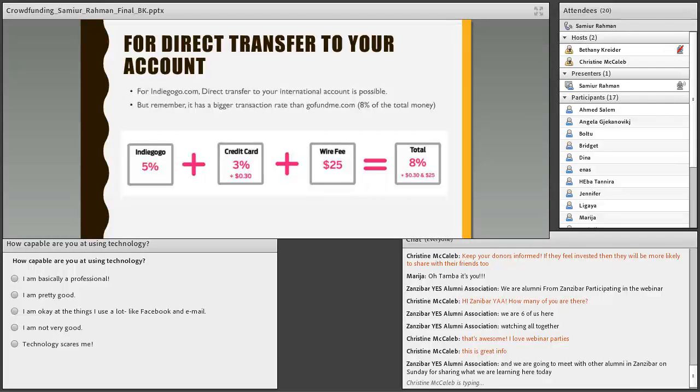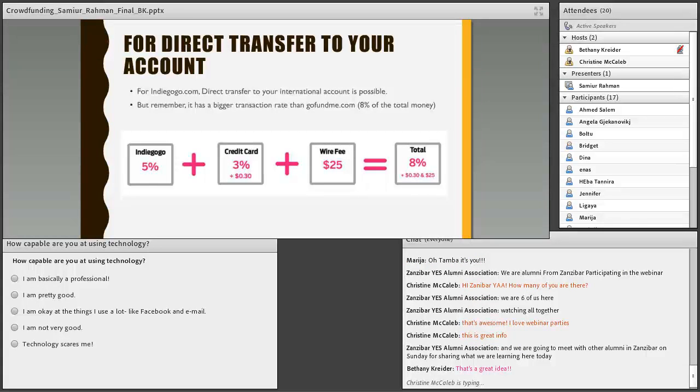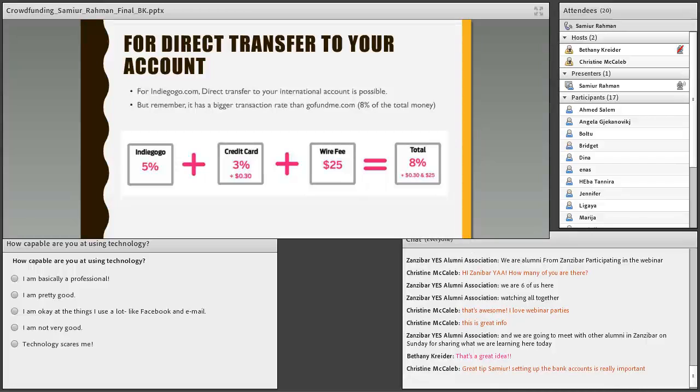All right, so what's next? Direct transfer to your account from IndieGoGo. IndieGoGo doesn't have to be an American website. They can transfer directly. You can have your own bank account connected to it, but there's a catch. IndieGoGo is also an American website, but it's not only American. It has places all over the world.